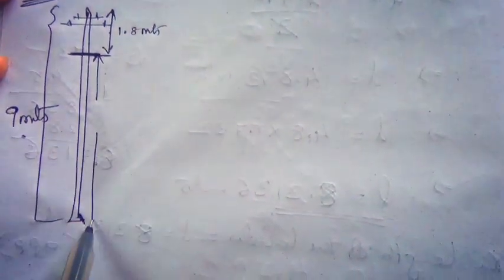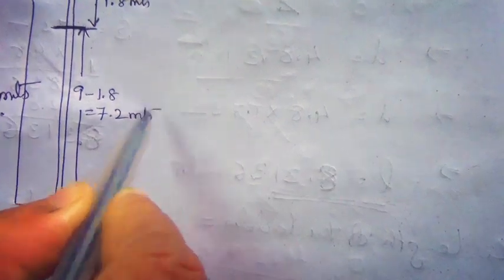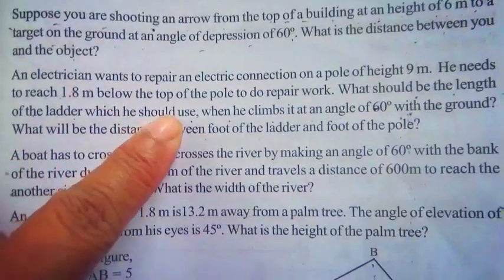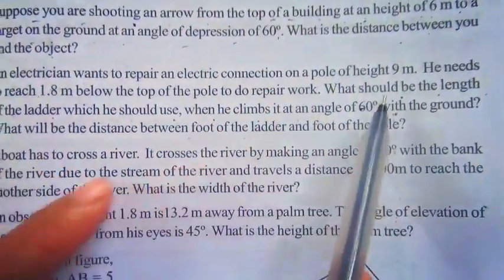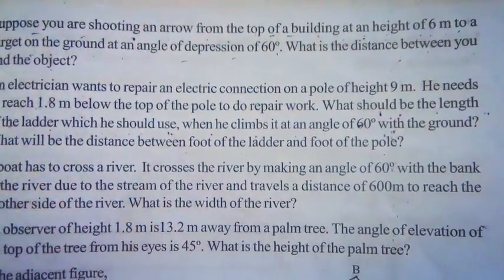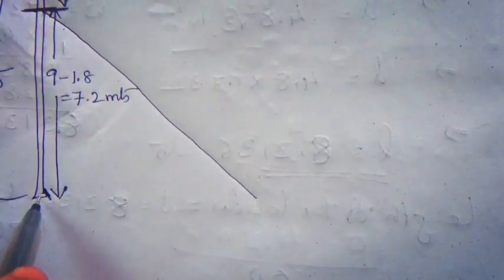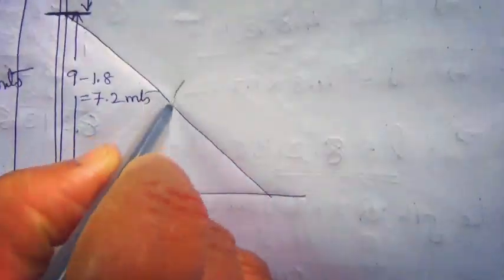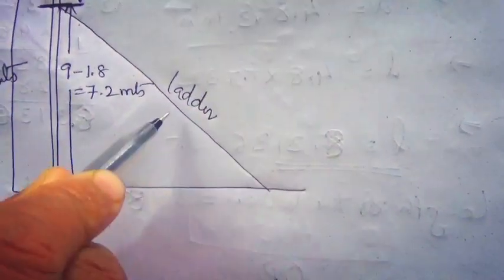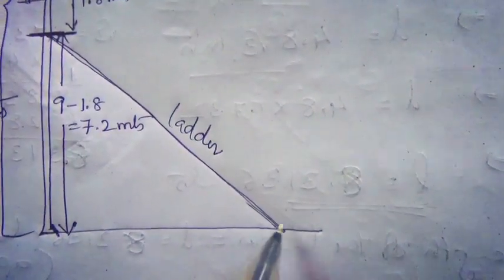What is the remaining height of this pole? So 9 minus 1.8 is equal to 7.2 meters. Up to here he reached, 1.8 meters below the top of the pole, to repair the work. What should be the length of the ladder which he should use? Here we have the ladder. Up to here, that is the ladder. What should be the length of this ladder?